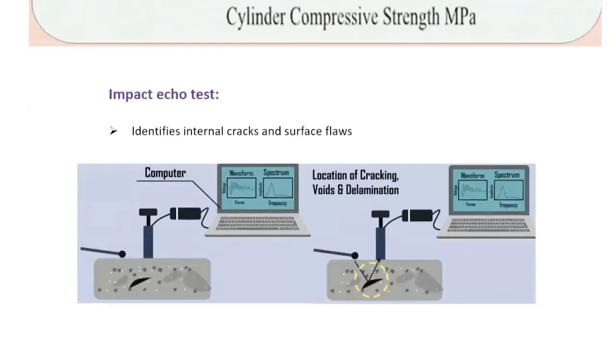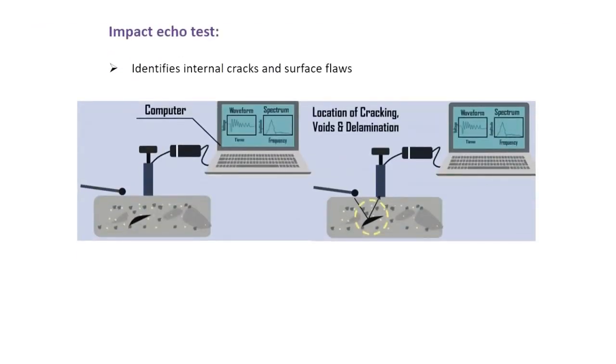Now let us see the impact echo test. This impact echo test is actually used to find internal cracks and surface flaws in the concrete. Of course, it does not give the strength of the concrete. It helps us find out any flaws inside the concrete. This mechanism is even used in other metals also, not only in concrete. How it works is simple.